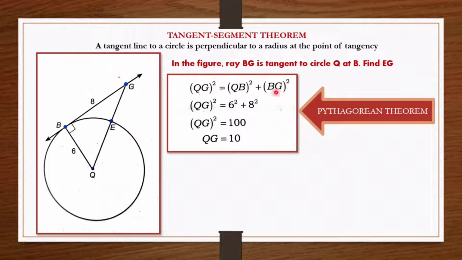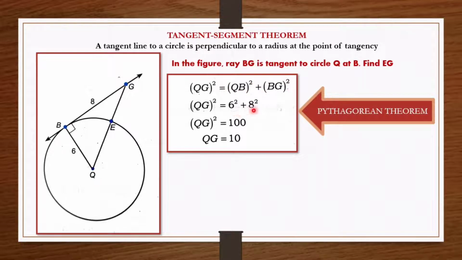Alright, so just apply the Pythagorean Theorem that we have discussed a while ago and in the other video. Remember that the Pythagorean Theorem states that the length of the hypotenuse, the longest side, which is always opposite the right angle, in this case named QG or segment QG, is equal to the sum of the squares of the legs.